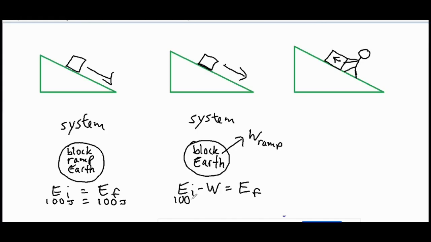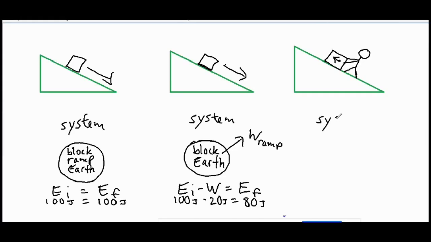So just kind of making up some numbers, maybe we have 100 joules over here, and then you gave up 20 joules of thermal energy because of the friction to the ramp, and then now you have 80 joules of energy final with the block and the earth.